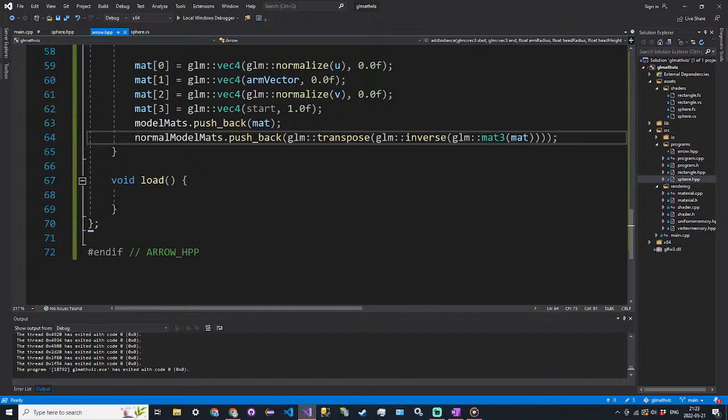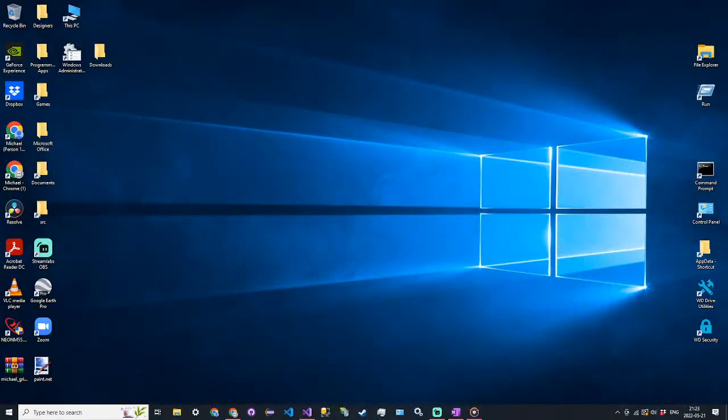It turns out that this operation, if mat is orthogonal, will just be the original matrix. That means if the columns of the 3x3 matrix are all perpendicular to each other, then this will just be the original. But I don't think that's true for us.